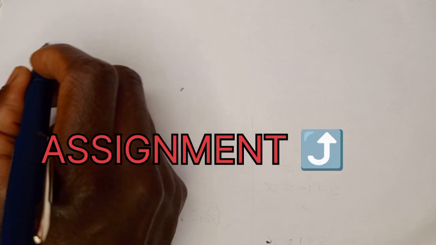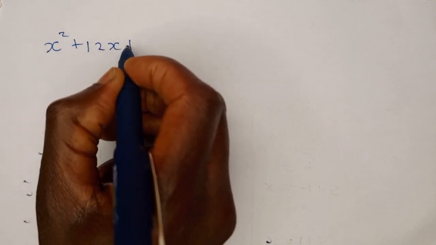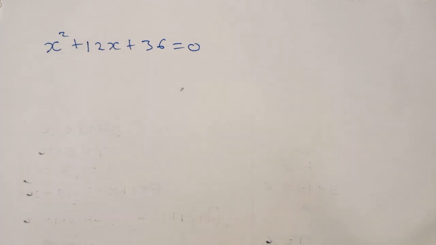So try this one: x squared plus 12x plus 36 is equal to 0. Using the completing the square method, solve for x.